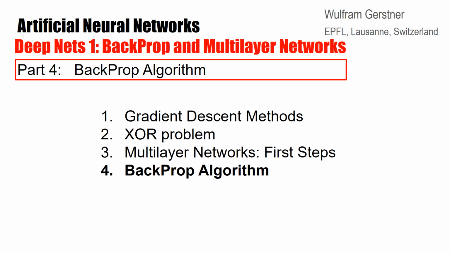Welcome to part 4 of the class on deep networks, number 1 in the course Artificial Neural Networks. This part 4 is about the backpropagation algorithm. The backpropagation algorithm is the most famous algorithm in the field of artificial neural networks. And yet, the backpropagation algorithm is nothing else than a smart implementation of the chain rule needed to calculate the gradient.